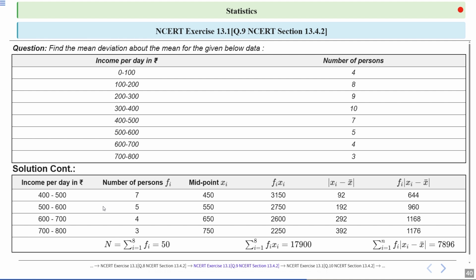And here, look at the bottom of the table. N equal to summation i equal to 1 to 8 fi, and this is 50, and summation i equal to 1 to 8 fi times xi is 17,900, and summation i equal to 1 to n fi times absolute value of xi minus x bar is 7,896.